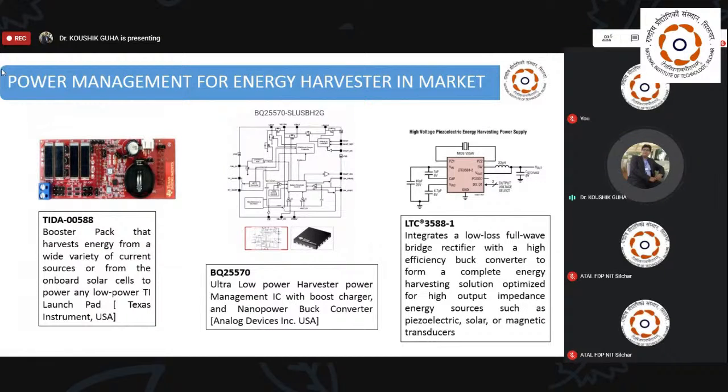They are commercially available from different companies like Texas Instruments. They have developed very good power interface and power management circuits. Then Analog Devices is also there. They are also a market leader in developing this type of circuits.